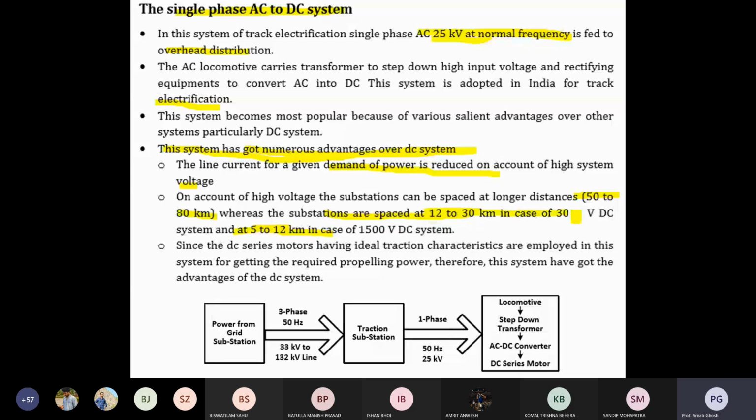And if it is 5 to 12 kilometers, then it is 1500 volt DC. The DC series motor is normally used, having the ideal traction characteristics, propelling power and other advantages. So for the power system, power from the grid substation is 3 phase 50 Hz. The traction substations are single phase 50 Hz 25 kV. In the locomotive, the step down transformer, AC/DC converter and DC series motor are all there.